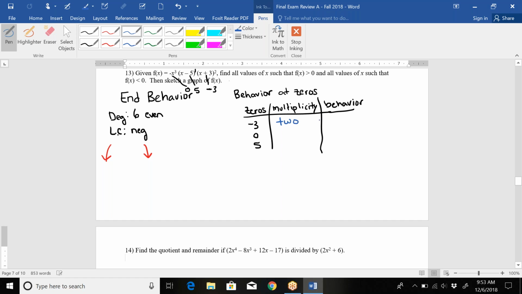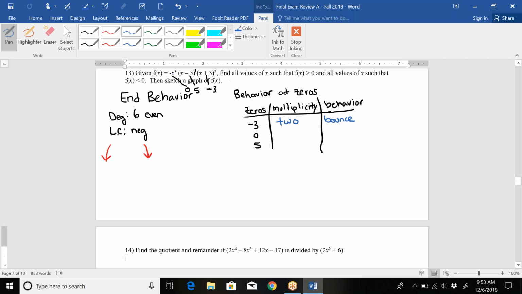And when you have an even multiplicity, your behavior is that you are going to bounce at that point. Now, bounce is not really a technical term. Touch is sometimes used in different books. It means that if you're above the x-axis, you'll touch that x-intercept, and then you go right back above the x-axis. You do not cross between positives and negatives.